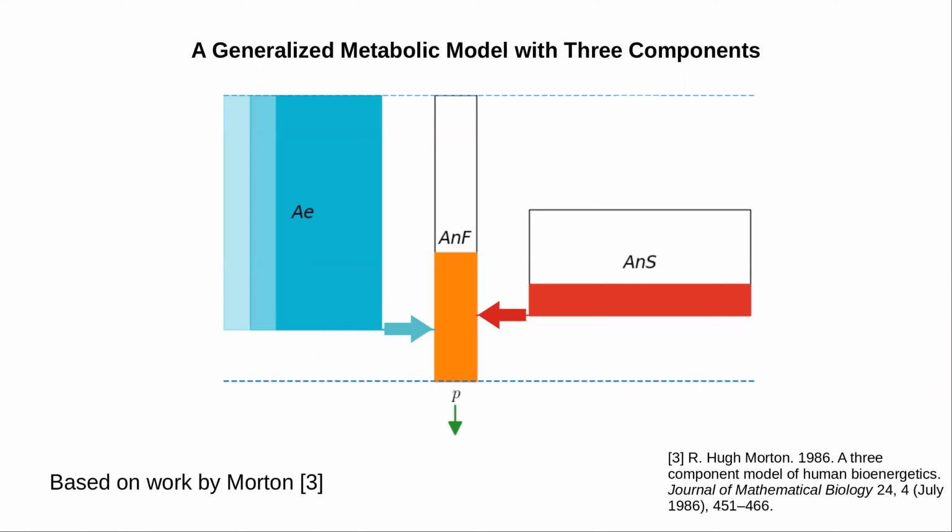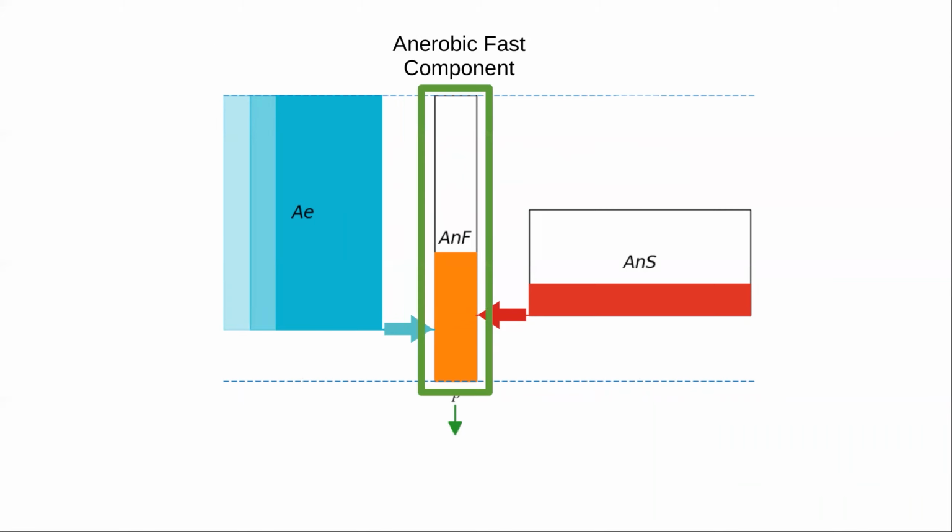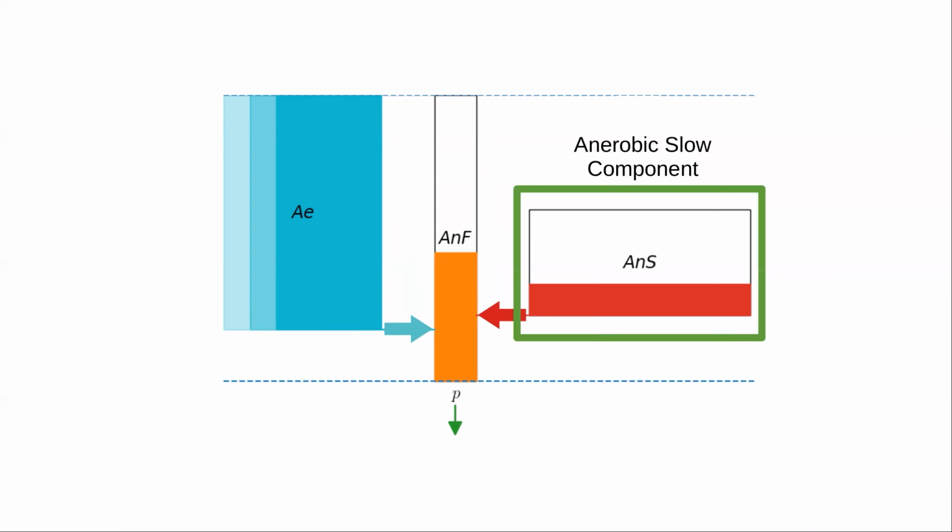of metabolic responses to exercise that were published by Morton. Morton published this three-component hydraulic model, and we generalized each of these components further. We generalized the left component as the aerobic component, the middle component as the anaerobic fast component, and the right component as the anaerobic slow component.